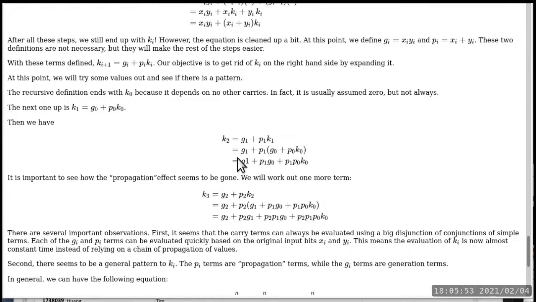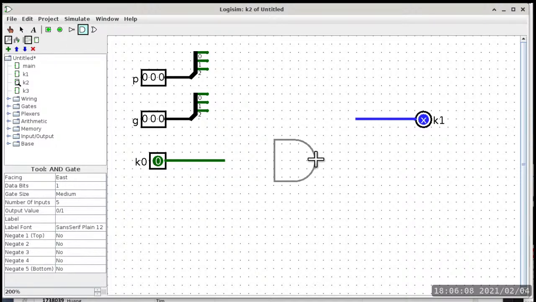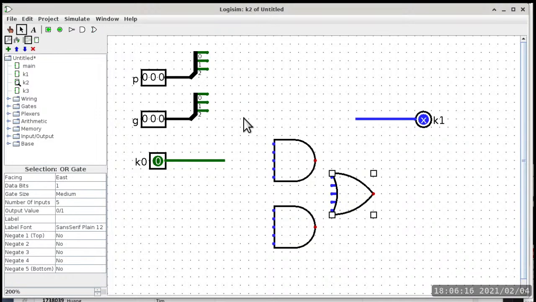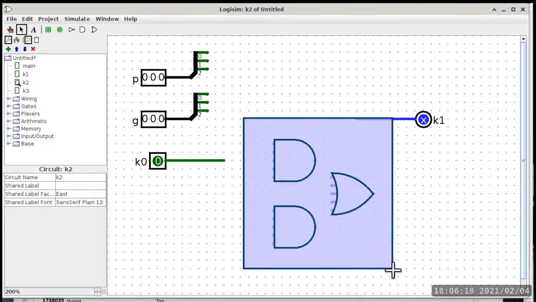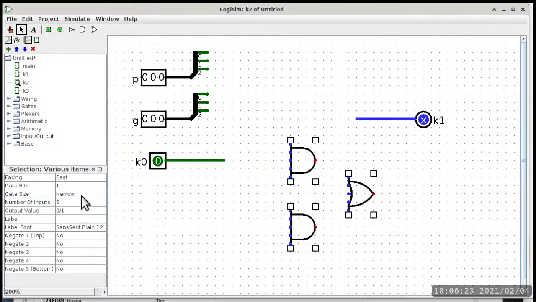So now we look at K2, and we know that it has P1G0 in it. All right, so what we do is we use AND gates again. We can use these AND gates over here. So we need how many AND gates? We need 2 AND gates, and then we need 1 OR gate. So we pick out all the components first, and they're all kind of too big. That's okay. We will change all of those to the narrow form at the same time.